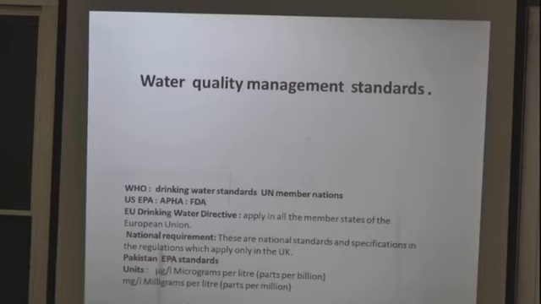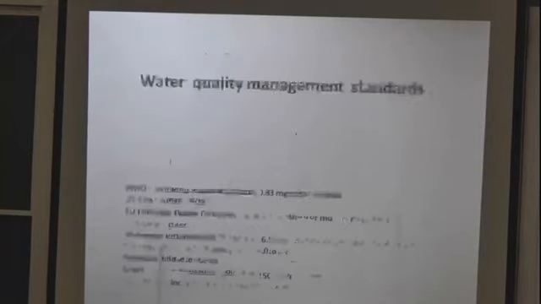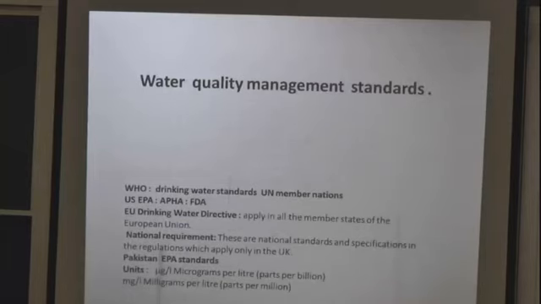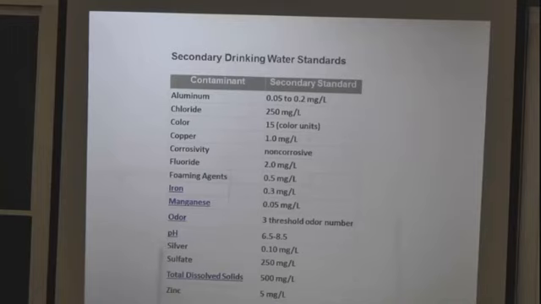We have different quality standards. WHO standards are followed for drinking water, especially bottled water, and US EPA. They are very close to each other. And then we have APHA, FDA, the Food and Drug Administration, and the Pakistan Environment Protection Council, which has also developed some standards, I think six or seven. We are not updating it. Then EU drinking water directives, and national requirements, and different units such as parts per million and parts per billion. It is very understandable. Most of you know that milligram per liter is ppm and microgram per liter is ppb. So these are the standards for drinking water.